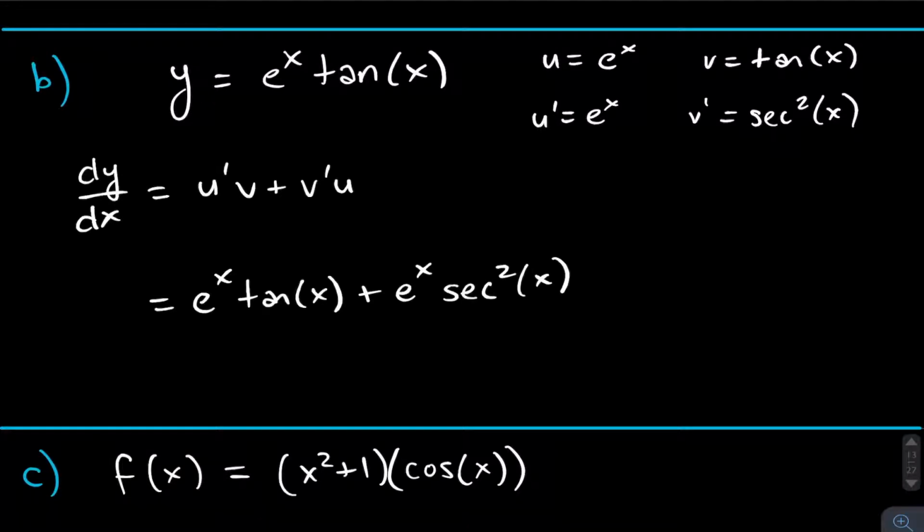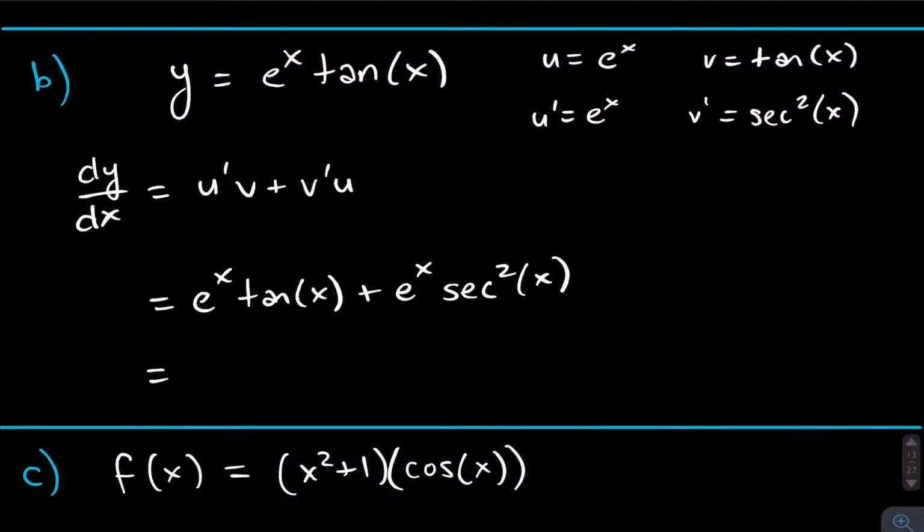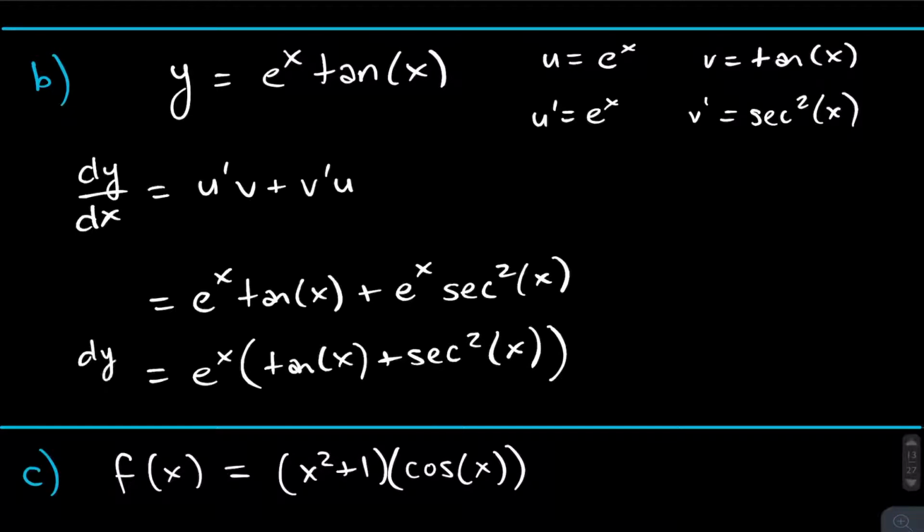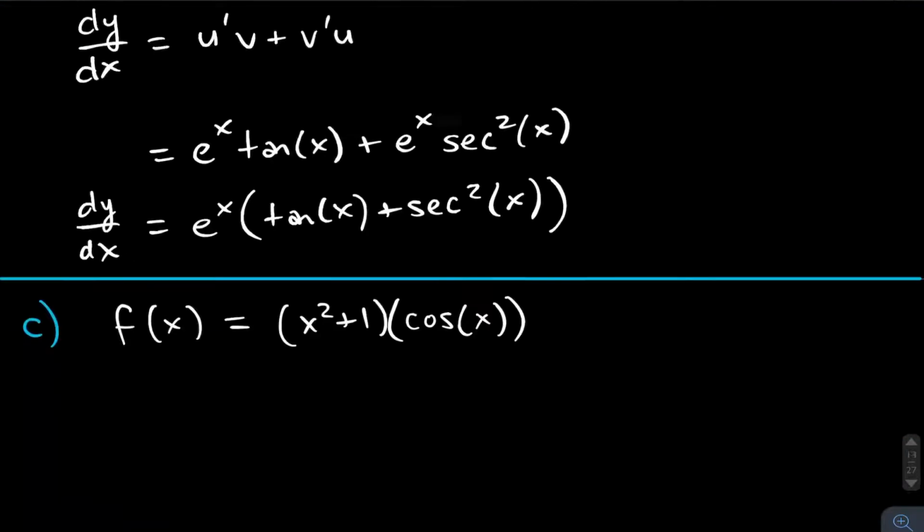You can also take an e to the x out here and say e to the x times tangent x plus secant squared x. It's up to you. You don't have to do that. It may make it look a little nicer.